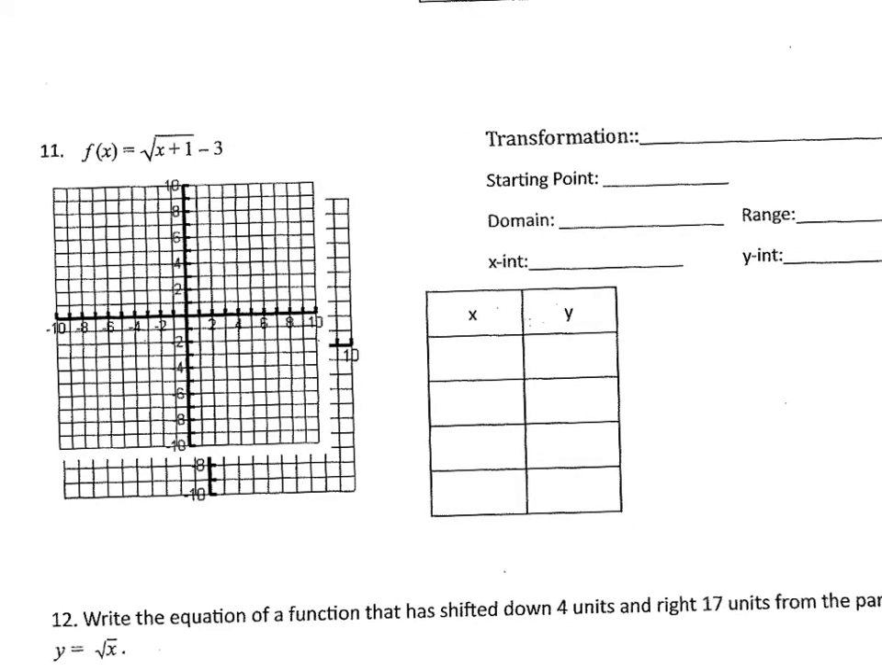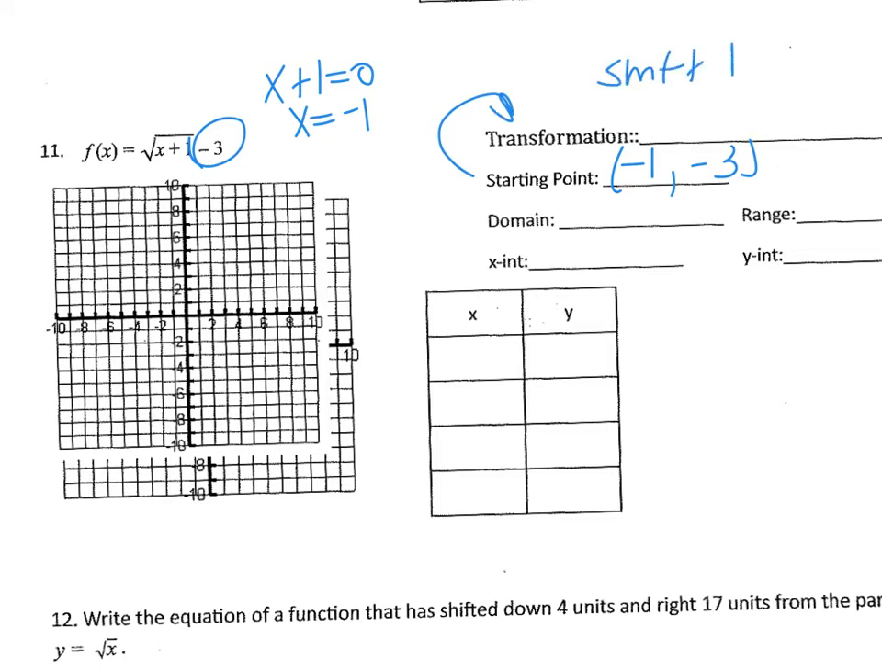Okay. So the very first thing we're going to do is set it equal to 0. So x plus 1 equals 0, so x is negative 1. That would be your starting point. And then the minus 3 would be your y coordinate. So if we do the transformations, that's still a shift. But this time we're going left 1 and down 3 because they're both negative.